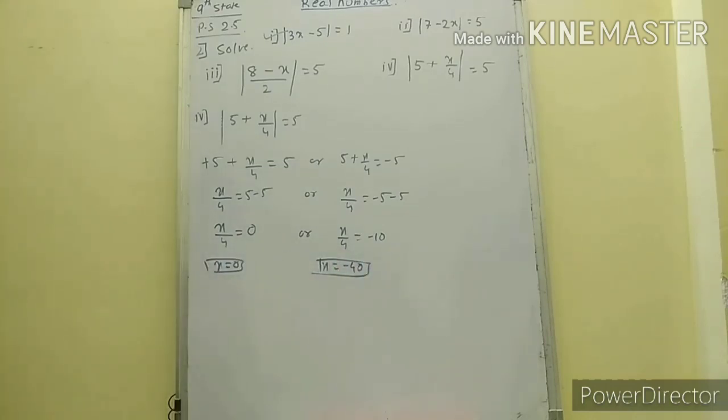Okay. So this was the last sum, I think. Let me check. This was the last sum of practice set 2.5. And this was the last exercise as well. Now after this we will start with the problem set.